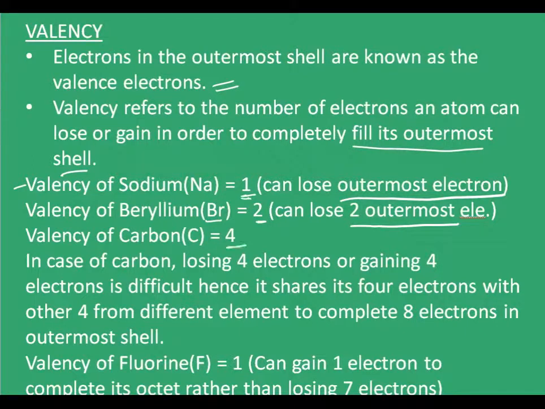Valency of carbon is 4, but the case of carbon is different. In case of carbon, losing 4 electrons or gaining 4 electrons is difficult. Hence, what it does is it shares its 4 electrons with 4 from other elements to complete 8 electrons in the outermost shell. Similarly, fluorine has a valency of 1, that is, it can gain 1 electron to complete its octet rather than losing 7 electrons, which is not feasible.